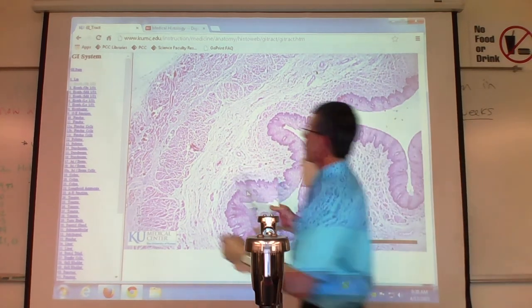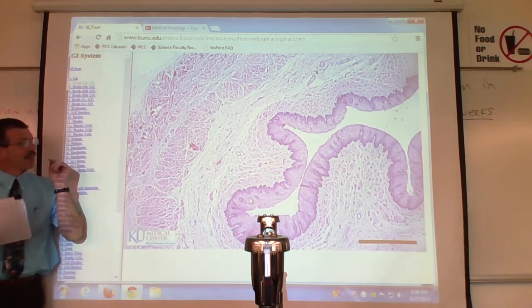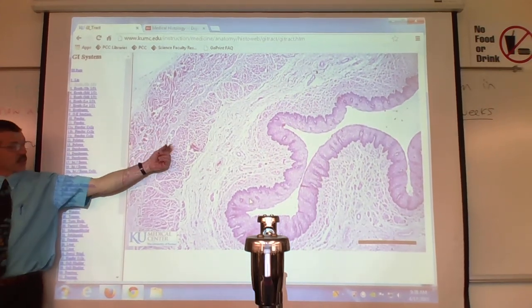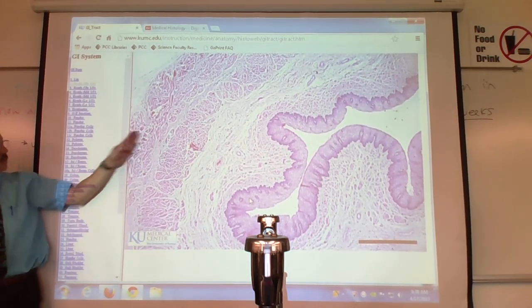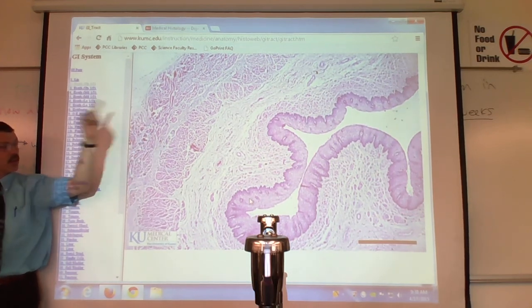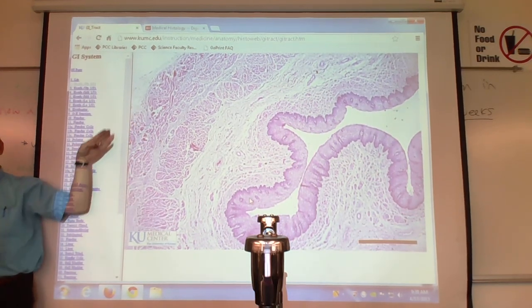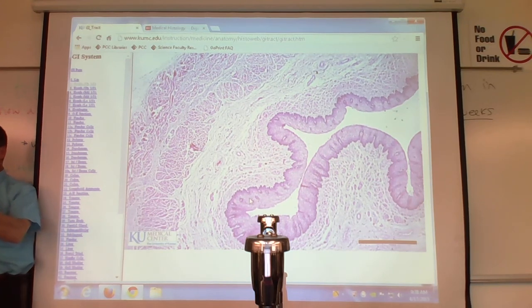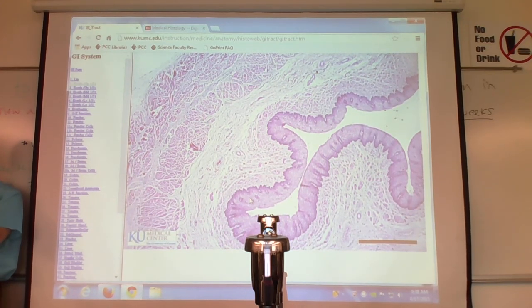Yes, so on the muscle tissue, while we're on that end of town. So notice that they're arranged differently. These ones are coming at you. That's why they're circles. These ones are going the long way. So what do you call the ones that are going this way versus this way? If you look, a circular layer and a longitudinal layer.